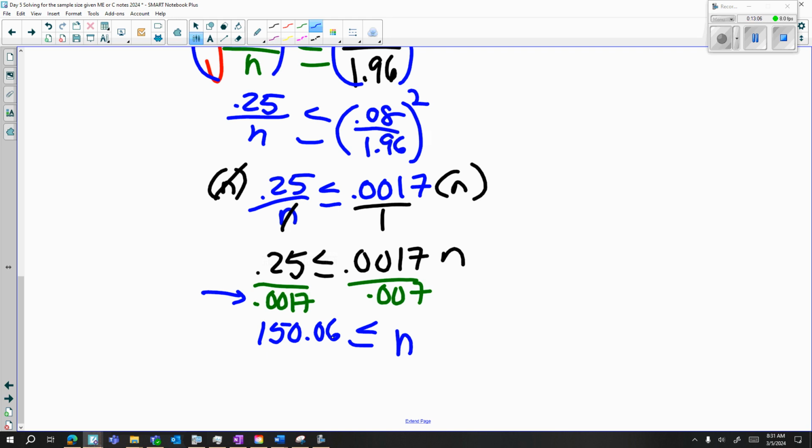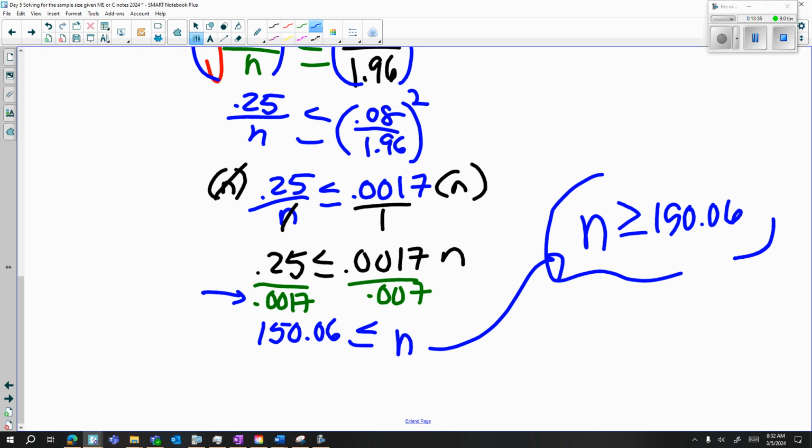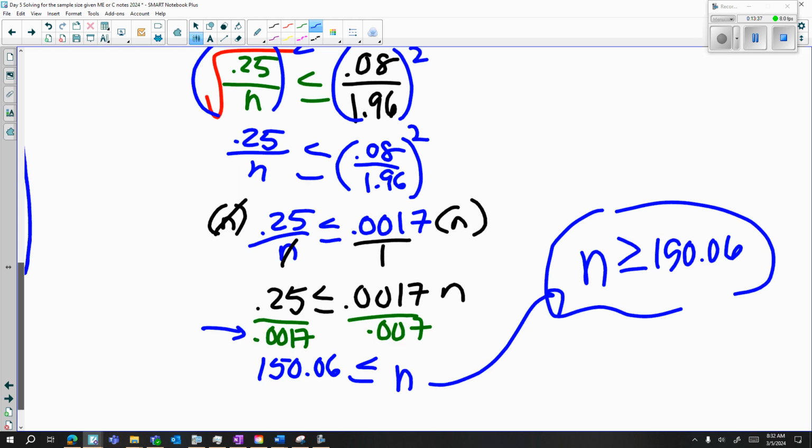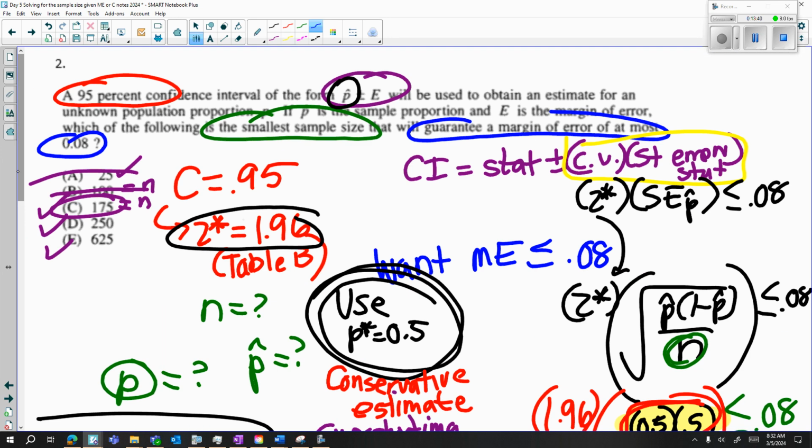Now, if you look at it from this perspective, from left to right, it says 150.06 is less than or equal to n. But if you look at it from n's perspective, that actually means n is greater than or equal to 150. Okay? So this is saying pick a sample size bigger than 150. Pick the first sample size, the smallest sample size that's bigger than 150. So look at the choices. What is the first sample size that is bigger than 150? 175. And that is indeed the answer.